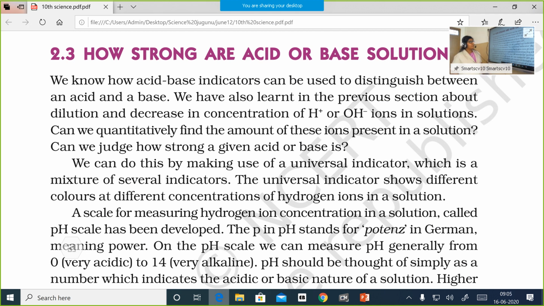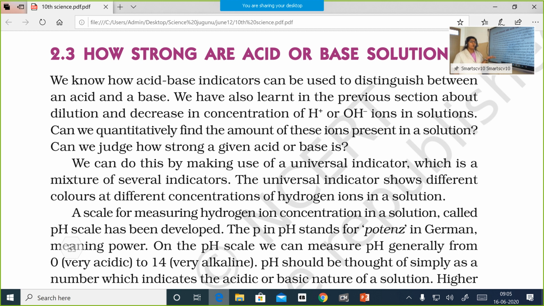So, can you all take your textbook and be ready? Last day we had just started this topic, how strong are acid or base solutions. All acids do not have the same strength. Otherwise, all bases, they do not have the same strength.